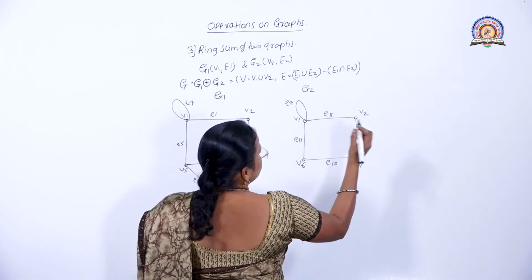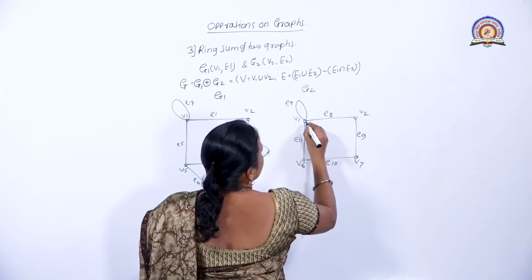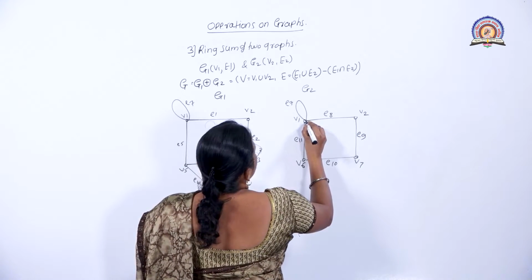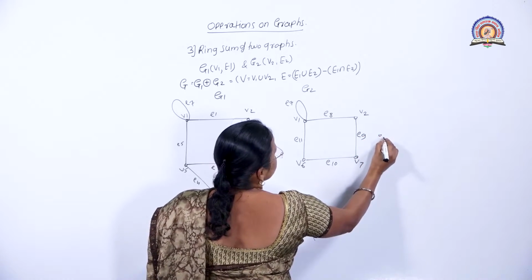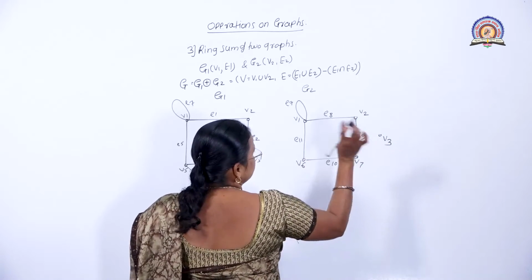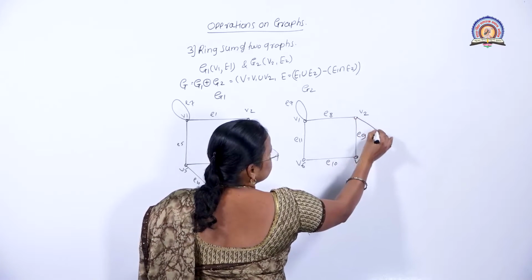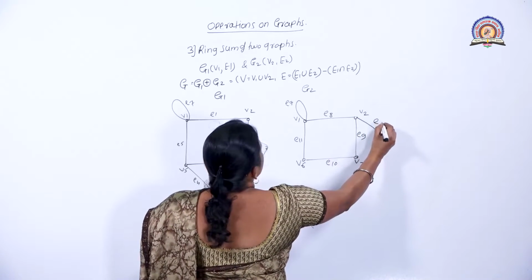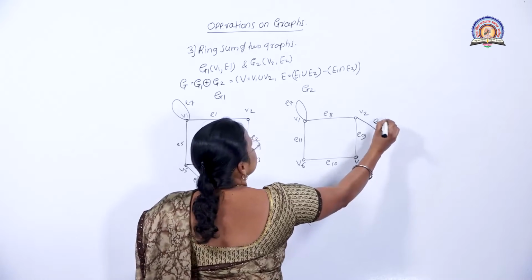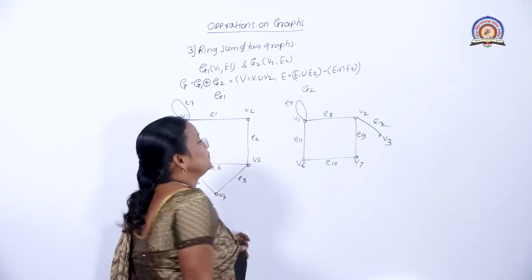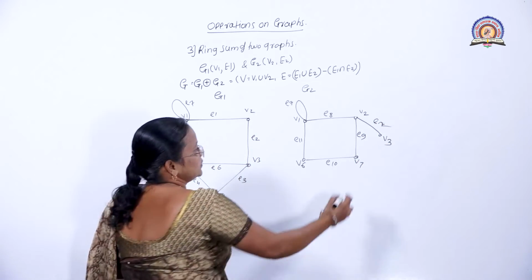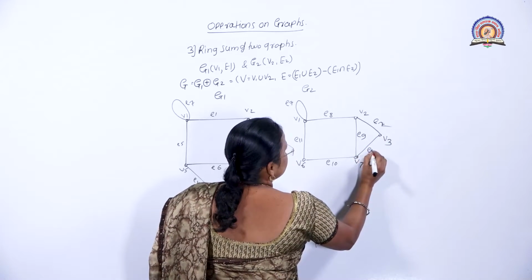So suppose I take here V1. Suppose I write here E3, V3 again. So this is our V2 to V3, which is E2. We can join this again by E12.